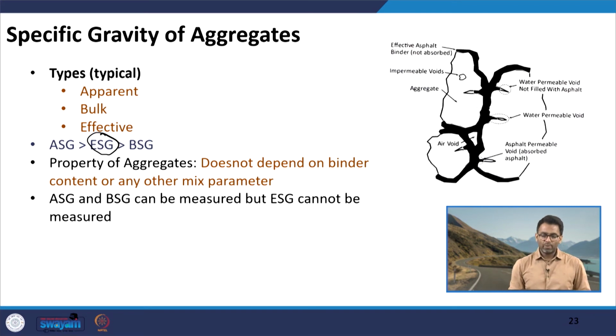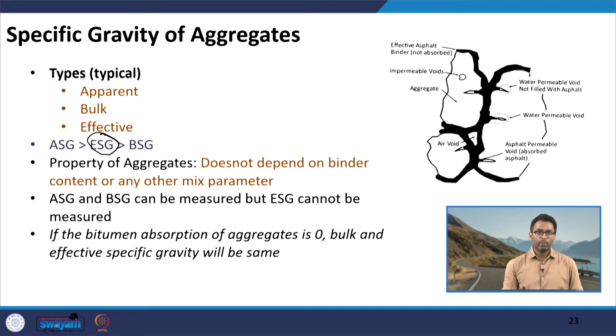As I mentioned, apparent specific gravity and bulk specific gravity can be measured in the laboratory, but effective specific gravity cannot be measured, because in the laboratory we cannot assess the bitumen absorption experimentally. A hypothetical case can be that if the bitumen absorption of the aggregate is 0, let us say the aggregate does not absorb any bitumen, then of course the bulk and effective specific gravity will be equal.